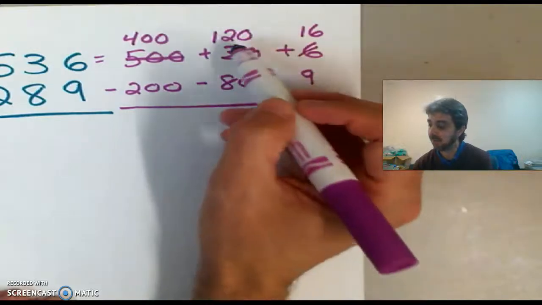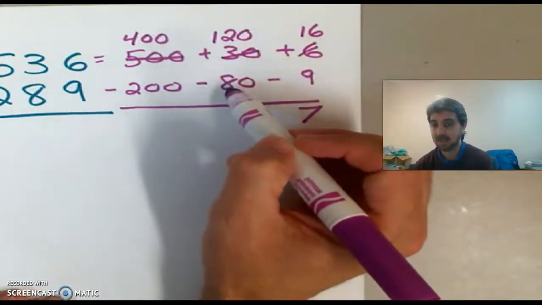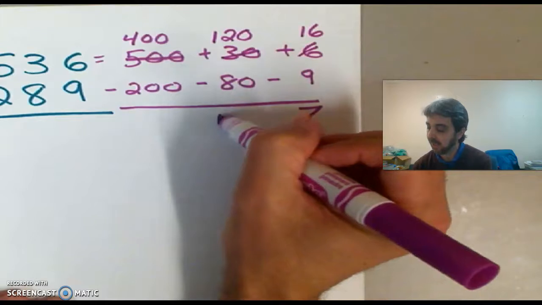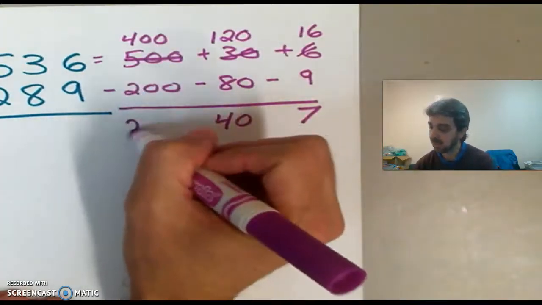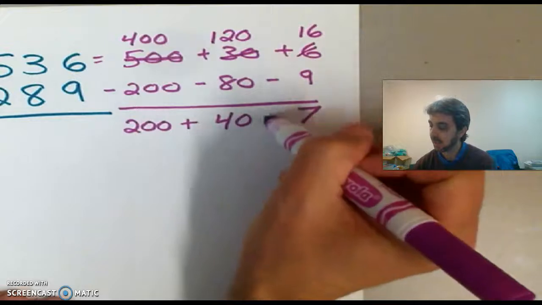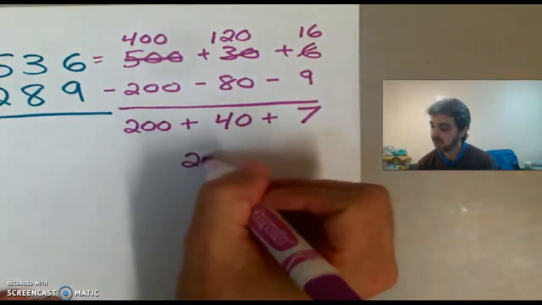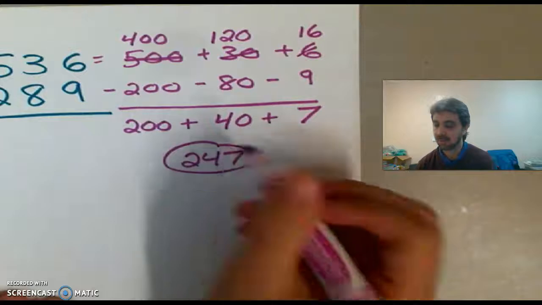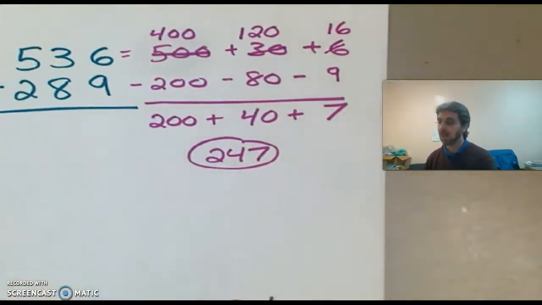Okay, so now I have 12 tens, which is 120, minus 8 tens, which is 80, and that gives me 40. All right, and then 400 minus 200, I can do that. That's 200. So I end up with 200 plus 40 plus 7, which is 247. Okay? All right, so let's do one more.